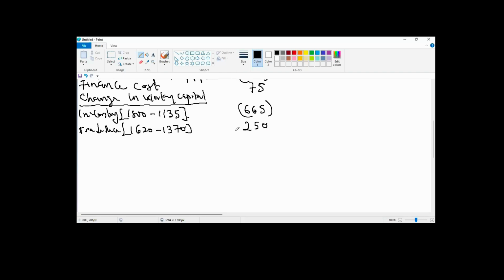Any other thing? The cash. So that means I'm through with my current assets. I will now go to the what? Liability. I'll go and pick trade payable.